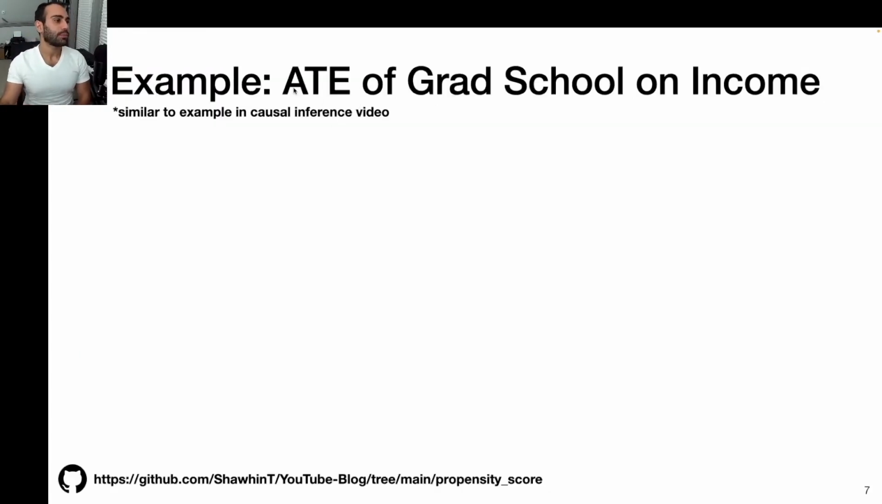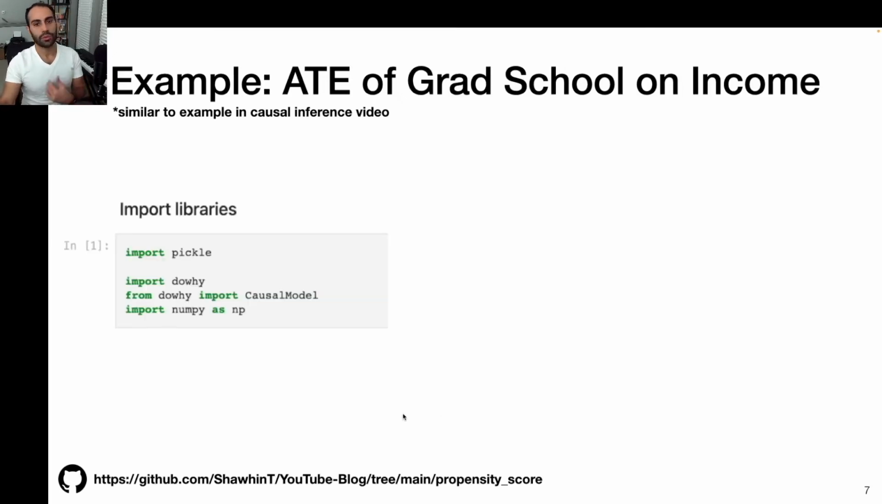Here we'll compute the average treatment effect of going to grad school on income. And for those of you keeping up with the causality videos I've been putting up, this example will be very similar to what we saw in the causal inference video. This code and much more is available at the GitHub, which I will link in the description below.